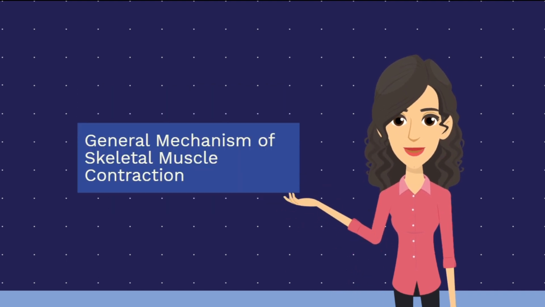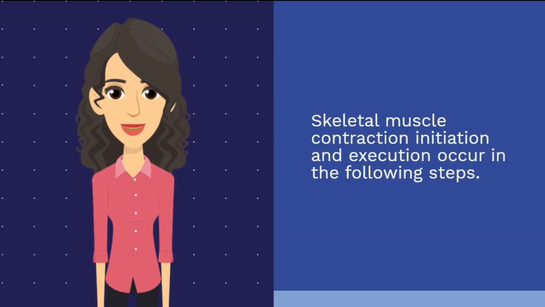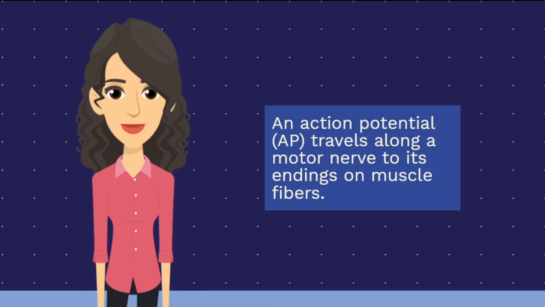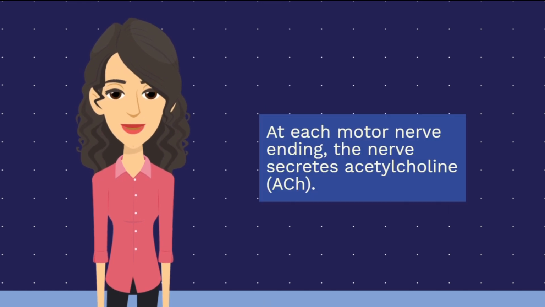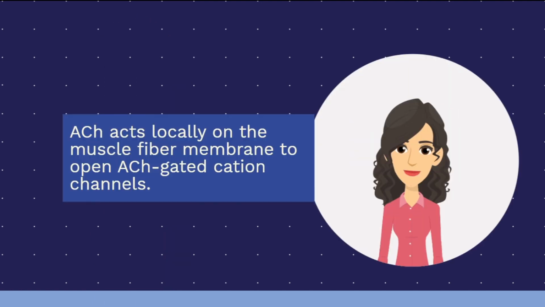General mechanism of skeletal muscle contraction. Skeletal muscle contraction initiation and execution occur in the following steps. An action potential, AP, travels along a motor nerve to its endings on muscle fibers. At each motor nerve ending, the nerve secretes acetylcholine, AC. AC acts locally on the muscle fiber membrane to open AC-gated cation channels.